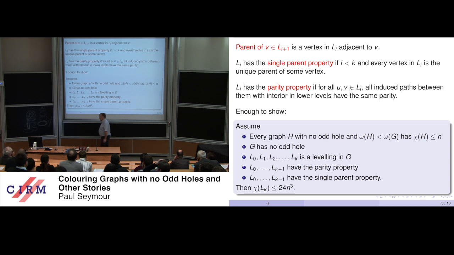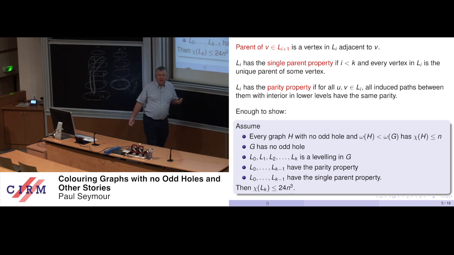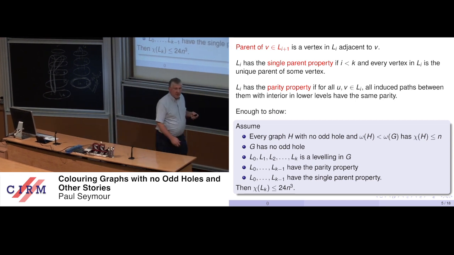So it doesn't cost us anything to assume we've got these two extra properties. We're still proving the same conclusion, 24 in cubed. We've just increased the number of hypotheses. So it can't hurt. It makes it look more complicated, but it surely made it easier because we've got more hypotheses and we want the same conclusion.